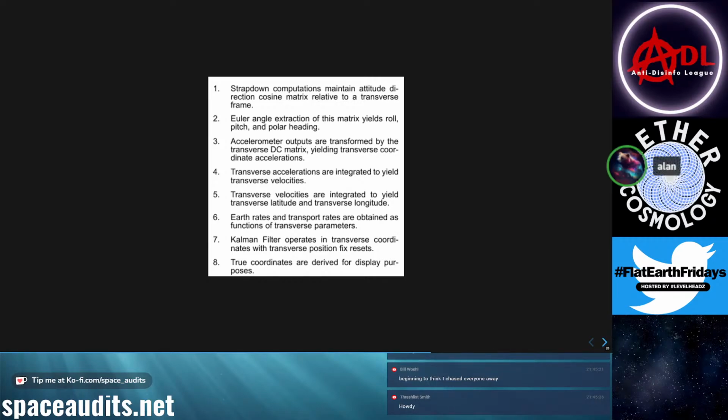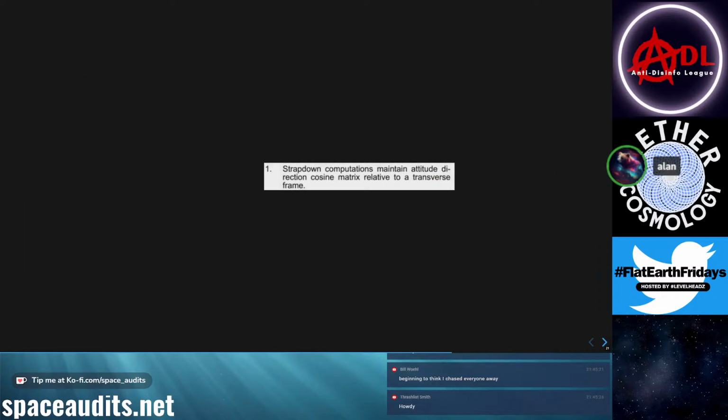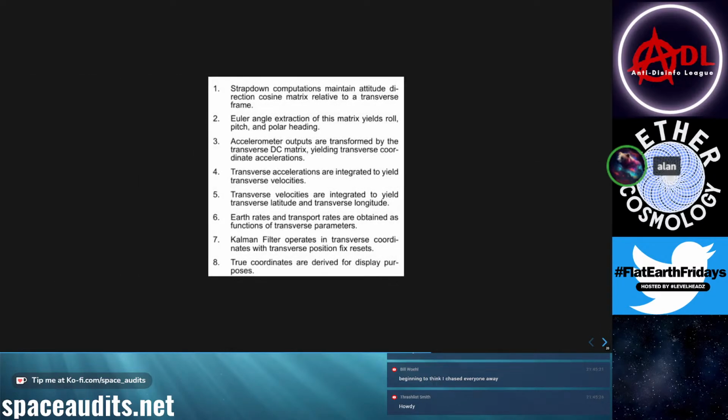So there's the strap down computations, which remain. Actually, I'll break each one of them down. So we'll get into each one of these components specifically and talk about what they do and how they relate to the two different coordinate systems and keeping them in sync.